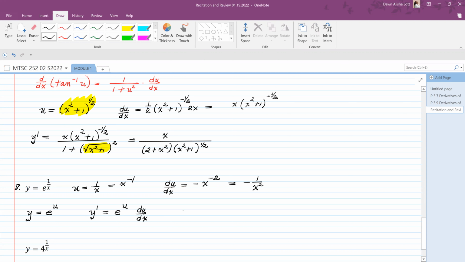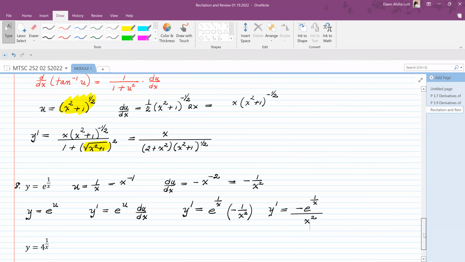So therefore, I get Y prime is E to the U, which is E to the 1 over X. And then I have to multiply by negative 1 over X squared. So my answer is Y prime is negative E to the 1 over X, and then the whole thing is divided by X squared. Again, that was a beast, but we talked through it.